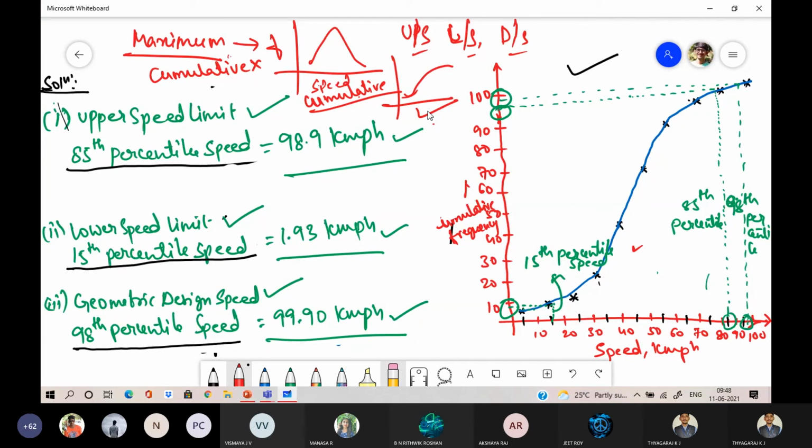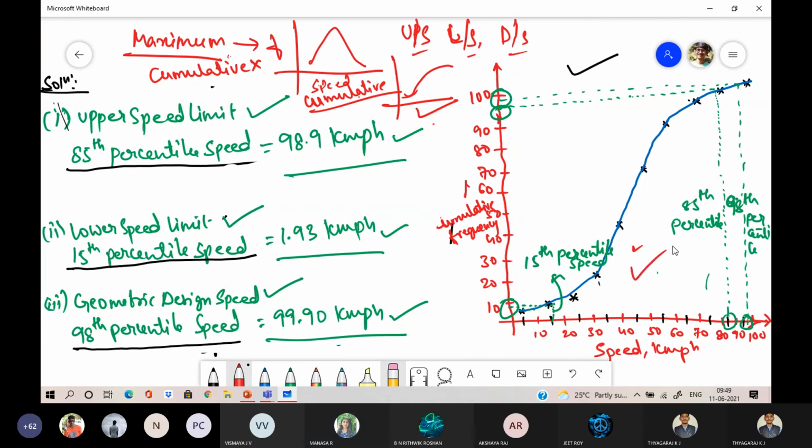Okay, I'll stop here. I hope it is clear, right? Sir, one doubt, sir. Tell me. The third graph, geometric design speed, sir. Yeah. 98 you're taking now, sir. Yes. But the curve is only till 95, sir. What is the last percentage we have got? 95, sir. For 100 we have calculated, right? Yes, sir. 99, sir. You can extend it and you can plot it. Okay, sir.